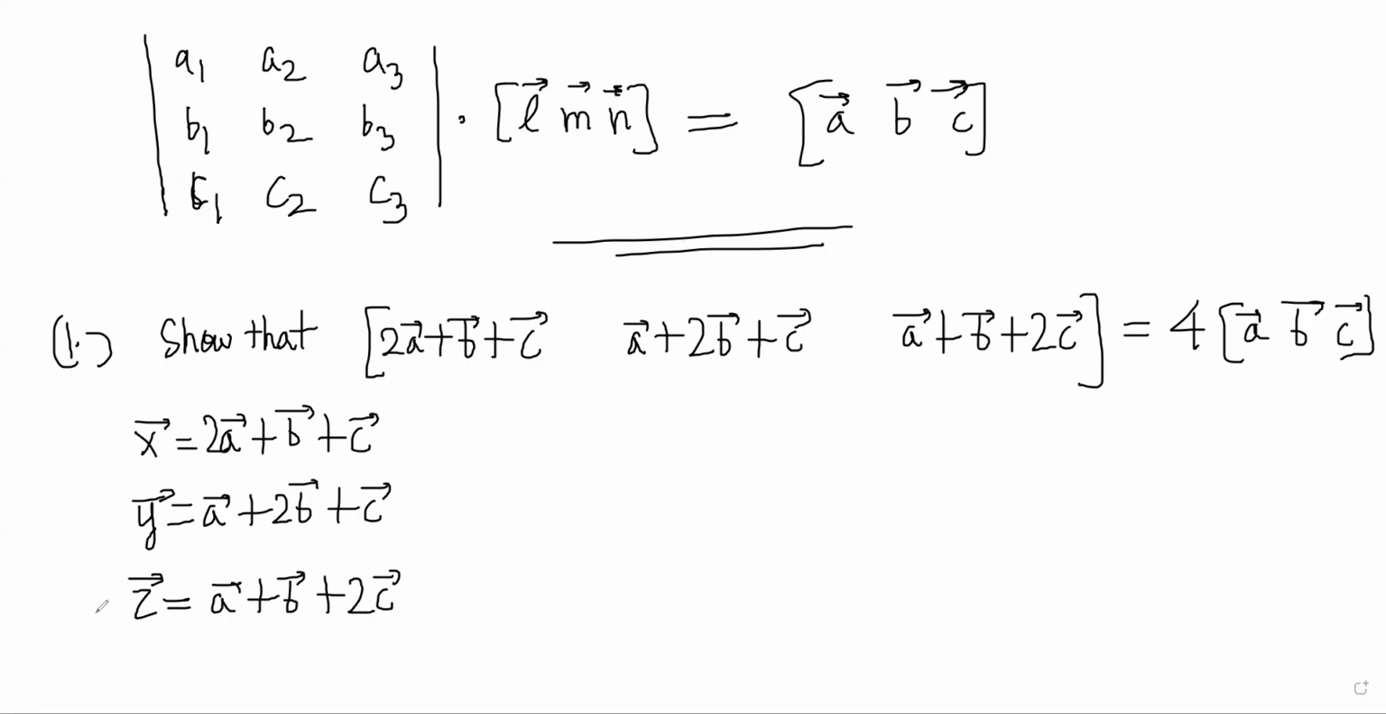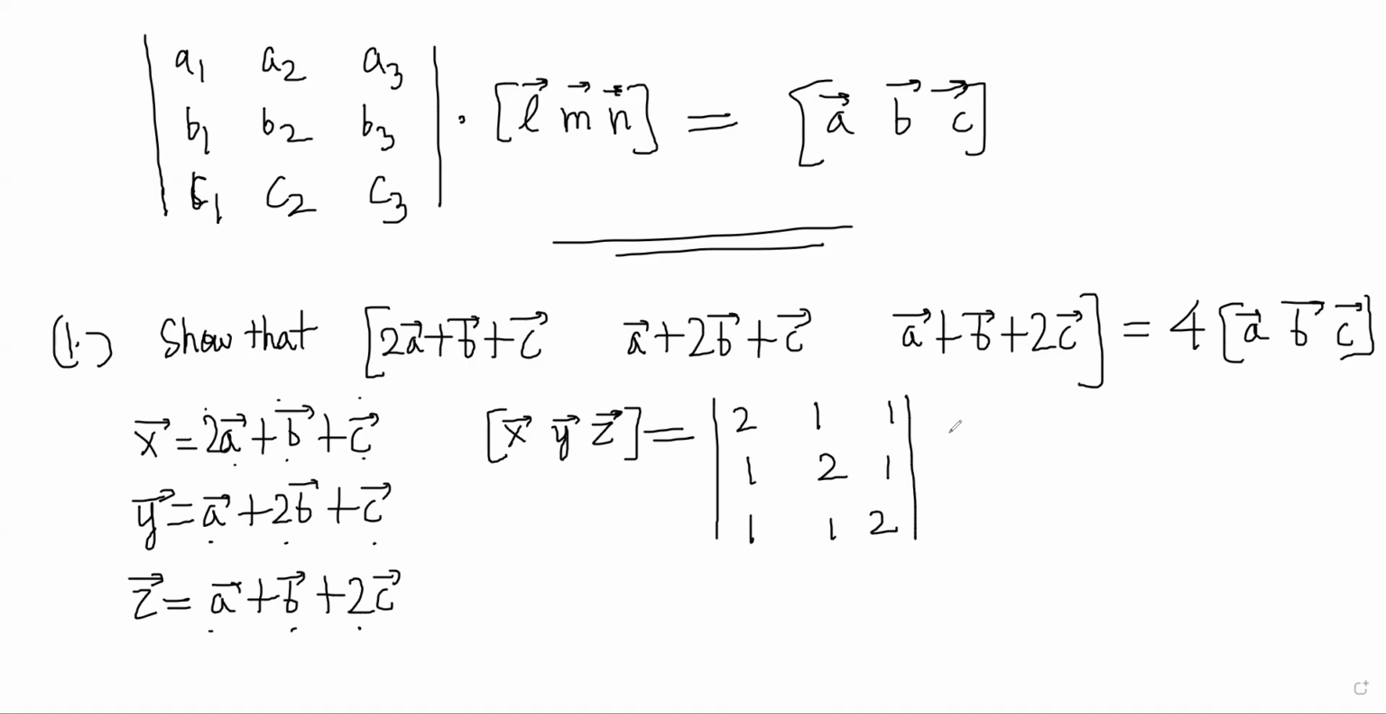Now here x, y, z vectors are being written in terms of the three vectors a, b, c, and I want to find the box product of x, y, z, right? According to the method that we just now saw, I will write it as a determinant. Components of this will come on the first row, 2, 1, 1. Then components of this, 1, 2, 1. And then components of this, 1, 1, 2. This determinant times the basis vectors, which are a, b, c. You are writing x, y, z in terms of a, b, c.